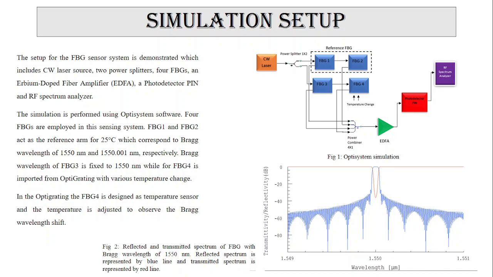In OptiGrating, FBG4 is designed as a temperature sensor, and the temperature is adjusted to observe the Bragg wavelength shift. Figure 1 is the OptiSystem simulation, and figure 2 is the reflected and transmitted spectrum of the FBG with a Bragg wavelength of 1550 nanometer. The reflected spectrum is represented by the blue line, and the transmitted spectrum is represented by the red line.